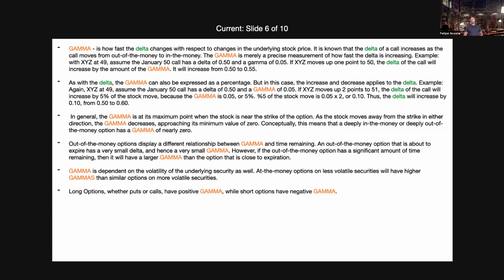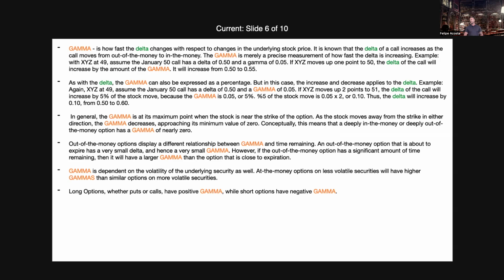In general, the gamma is at its maximum point when the stock is near the strike of the option. As the stock moves away from the strike in either direction, the gamma decreases, approaching a value of 0. Conceptually, this means that a deeply in the money or deeply out of the money option has a gamma of nearly 0. Out of the money options display a different relationship between gamma and time remaining. An out of the money option that is about to expire has a very small delta, hence a very small gamma. This gamma influences delta.